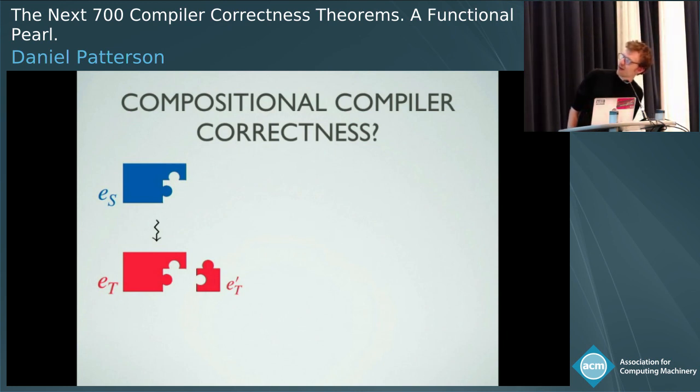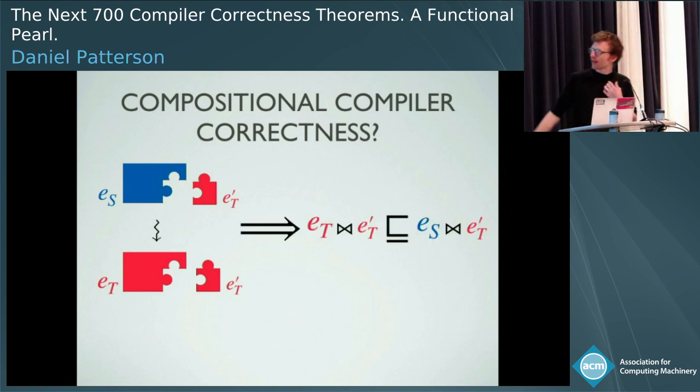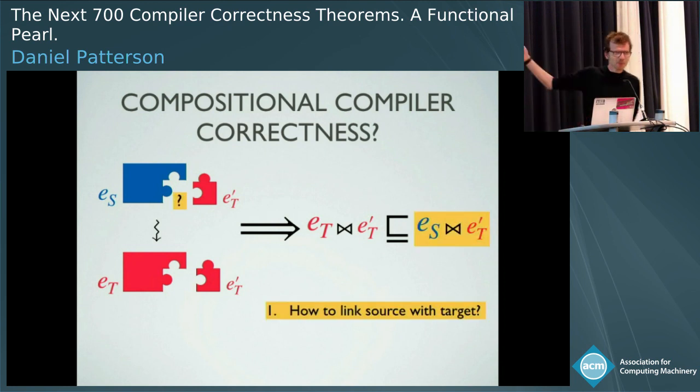And intuitively, what we want is that ET prime linked with ET should sort of be the same as ES linked with ET prime, right? That's what we mean, that really we want this refinement between ET linked with ET prime, and I'll use this bow tie to mean linking. ET prime linked with ET should refine the behavior of ES linked with ET prime. And that's what it would mean if ES and ET sort of meant the same thing. But what does that even mean? ES and ET prime aren't even written in the same language.